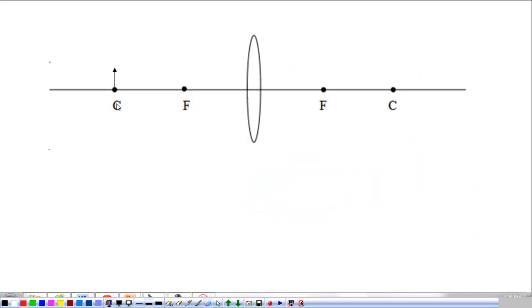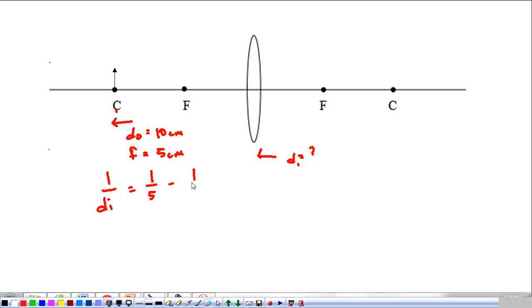Alright, here we have our object at this point C. We'll talk about what that means at the end. For this example, let's say that our object distance is 10 centimeters and our focal distance is 5 centimeters. Let's use the thin lens equation to predict what di is going to be. So 1 over the image distance is 1 over the focal distance minus 1 over the object distance. 1 over 5 minus 1 over 10.